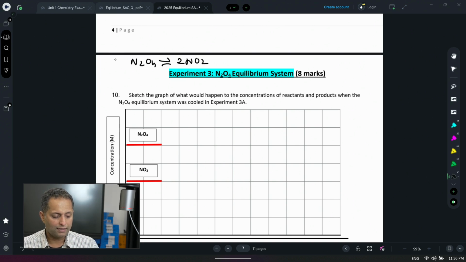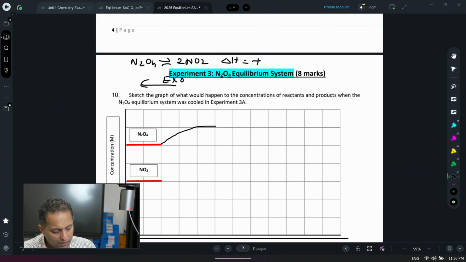Okay, so delta H is positive. So when you cool it down, the system will partially oppose the change by trying to increase the temperature. Therefore, the system will favor the exothermic reaction, which is the reverse reaction, the one which is exothermic, right? Then when the reverse reaction is favored, N2O4 will increase.